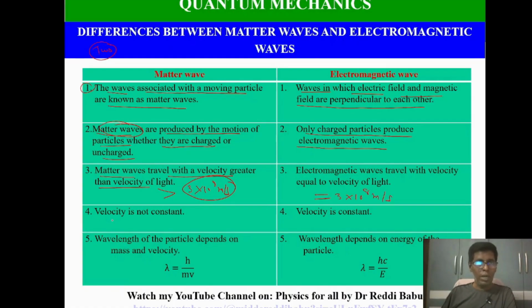Then coming to the matter wave properties, velocity is not constant, whereas for electromagnetic waves velocity is constant. The wavelength of the particle depends on the mass as well as the velocity. Now, for the electromagnetic wave, the wavelength is lambda is equal to hc by E. These are the differences between the matter wave and the electromagnetic wave.